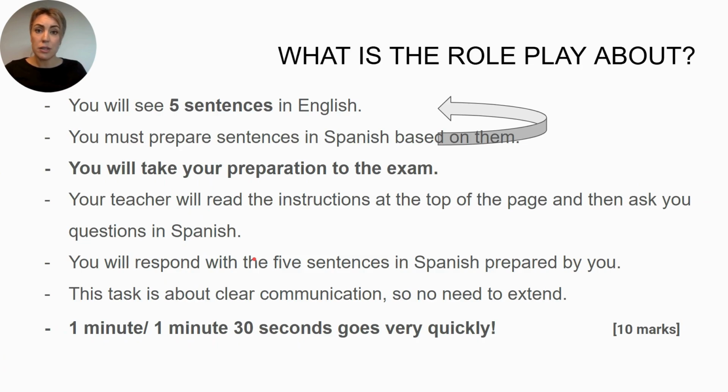Okay, now you will take this exercise to your preparation room. You will write down your answers in Spanish and you will read your prepared answers during the exam. This is about communication, so no need to show off your Spanish, and it goes really quickly because it is around 1 minute, and then time is up, and you have to move on to the next task. Bueno, shall we practice together?